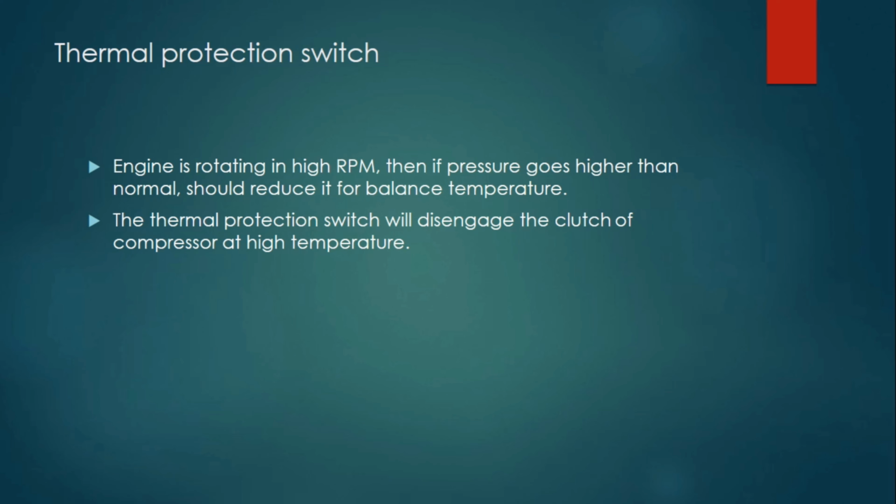We also have the thermal protection switch. The engine is rotating at high RPM, right? When you move the vehicle, for sure the RPM will go high. Then if the pressure goes higher than normal, it should be reduced to balance the temperature. This sensor or switch is located on the compressor. The thermal protection switch will disengage the compressor clutch at high temperature.